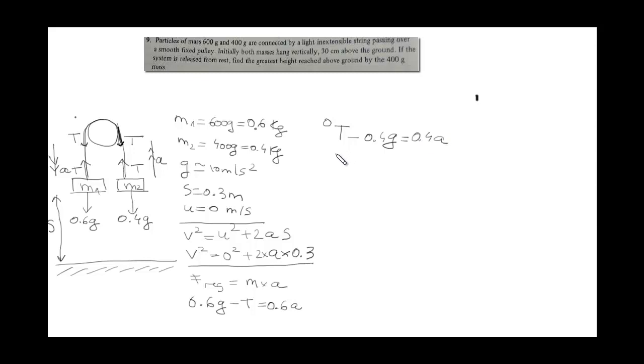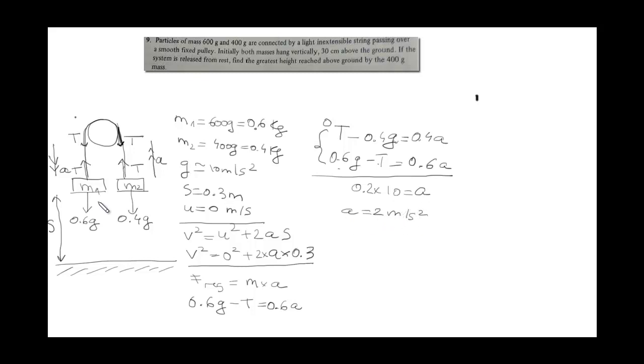I write the first equation below here, 0.6 g minus T equals 0.6 a. And when I add the equations, T and minus T cancel out. 0.6 g minus 0.4 g, 0.2 g, 0.2 times 10 is equal to 0.4 a plus 0.6 a, that is a. Therefore, the acceleration of the system is 2 meters per second squared.